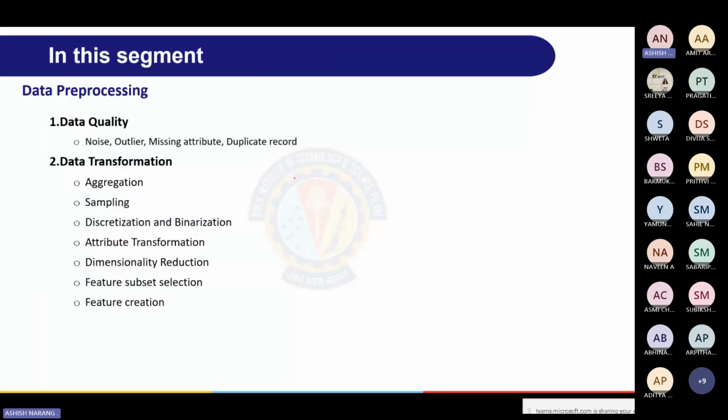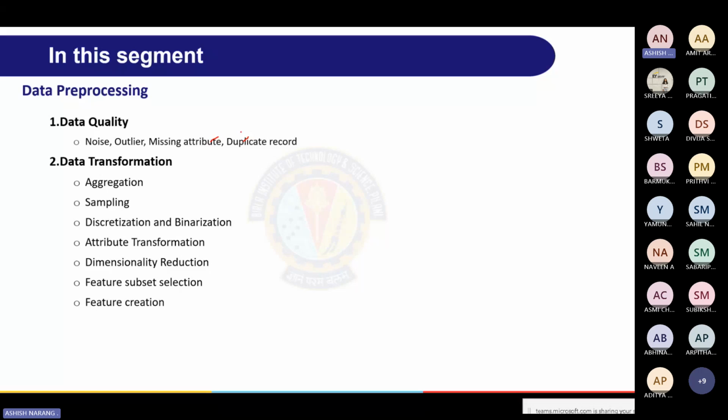Another thing that I said is that we will go ahead and do data pre-processing, because data suffers from a lot of quality issues. Now, what are the steps that we do in pre-processing? When I talk about quality, these could be the issues related to quality: noise, outliers, missing attributes, duplicate records, right? Another thing is we might need to do certain transformations sometimes to my input data. Why those transformations are required, that we will learn.